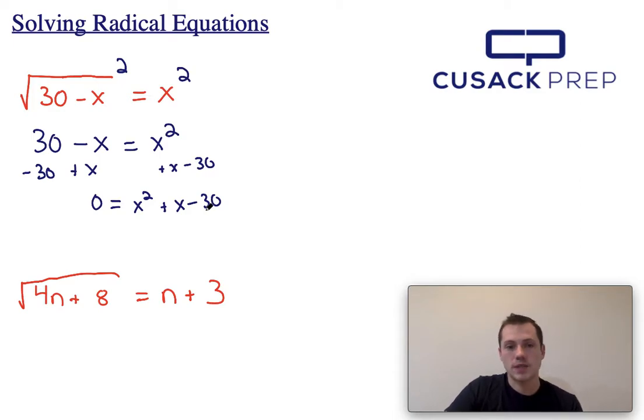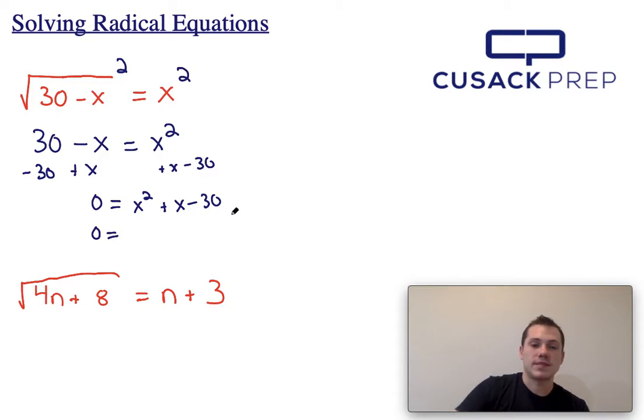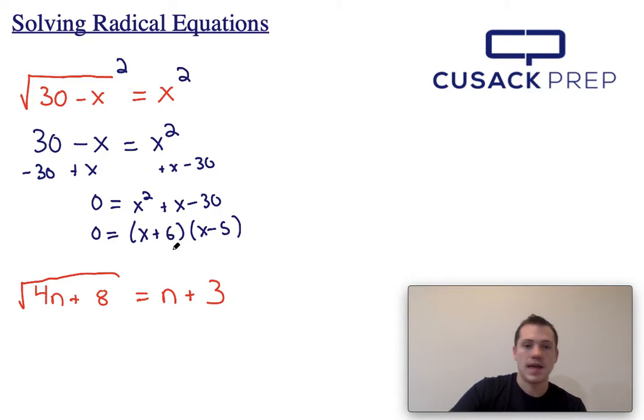Now you can solve quadratic equations by factoring. Two numbers that multiply to negative 30 and add to 1 would be positive 6 and negative 5. Setting each of these equal to 0 separately, we would find that we have solutions x equal to negative 6 as well as x is equal to 5.